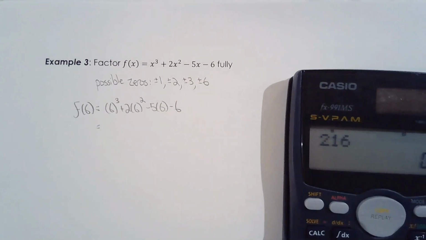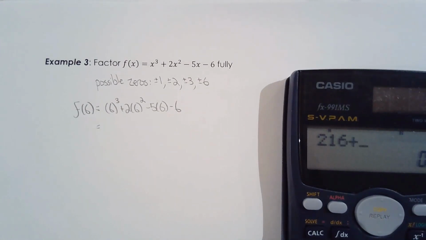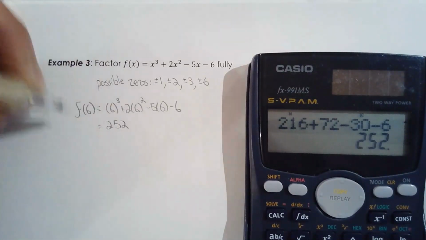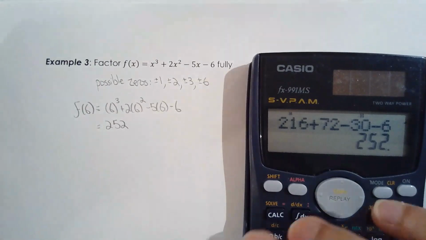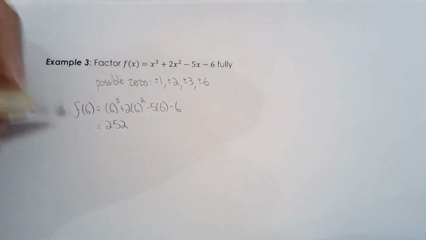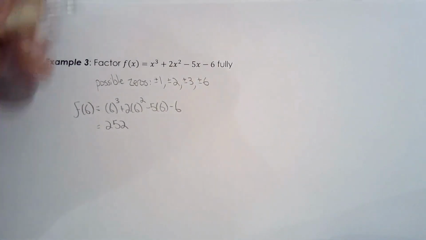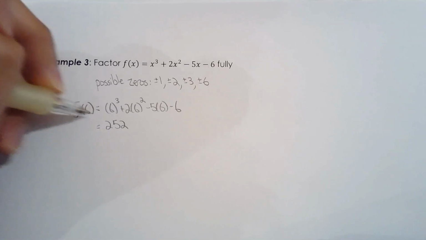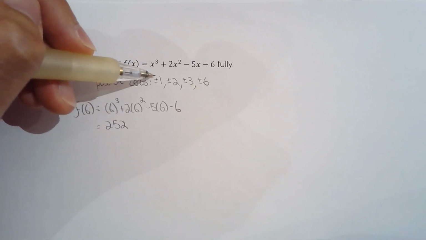So it's 216, that's 36 times 2 is 72, minus 30, minus 6. Yeah, that's 252. That is not good. That was a failed attempt, and not a very good use of time. So let's try something else. We tried 6, no good. I would personally never have tried f of 6 to begin with. I would have tried 1 or negative 1 in my head.